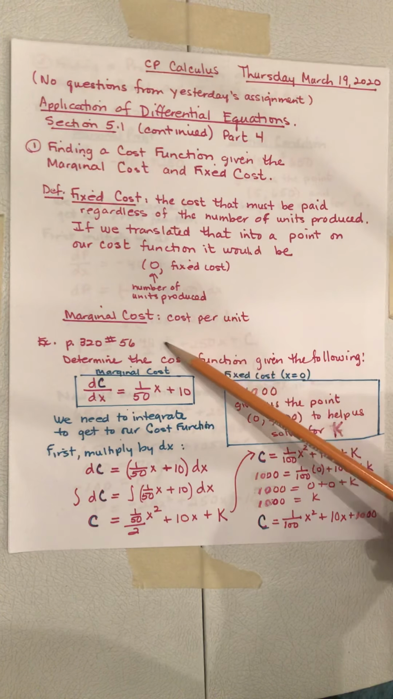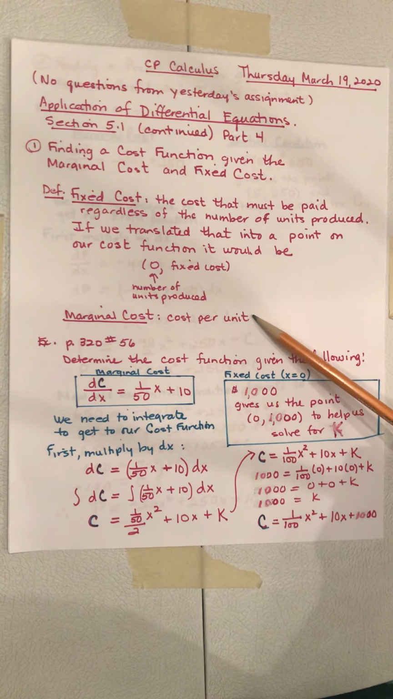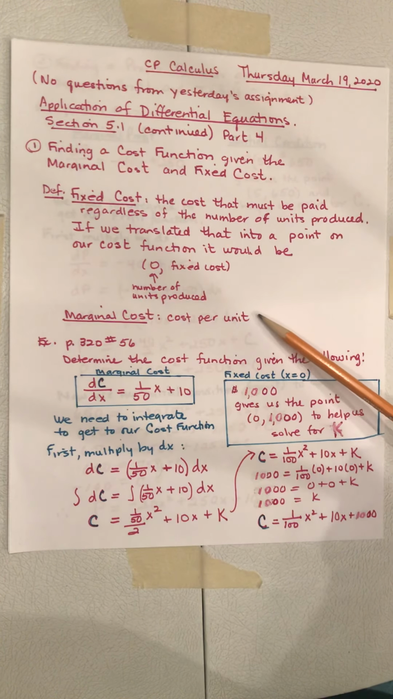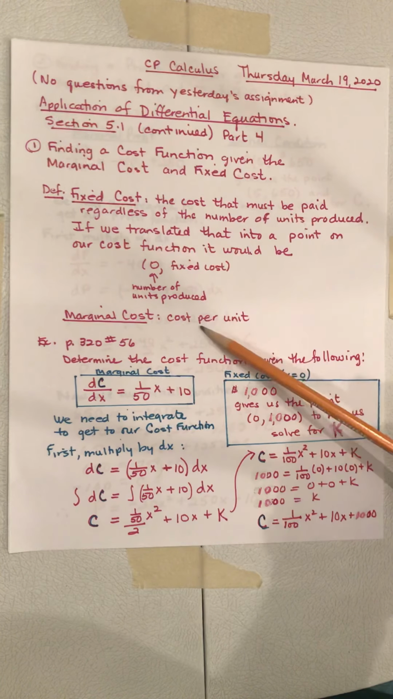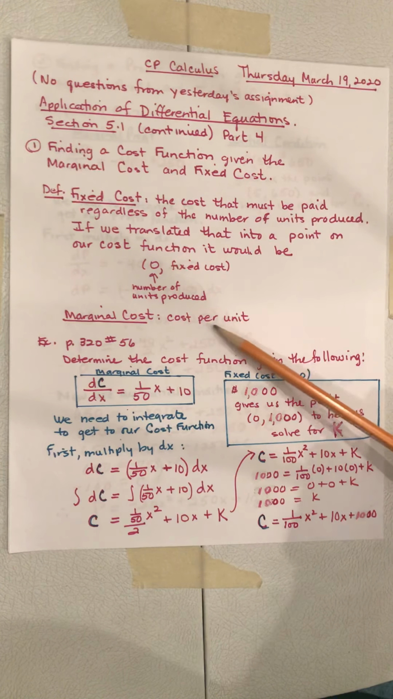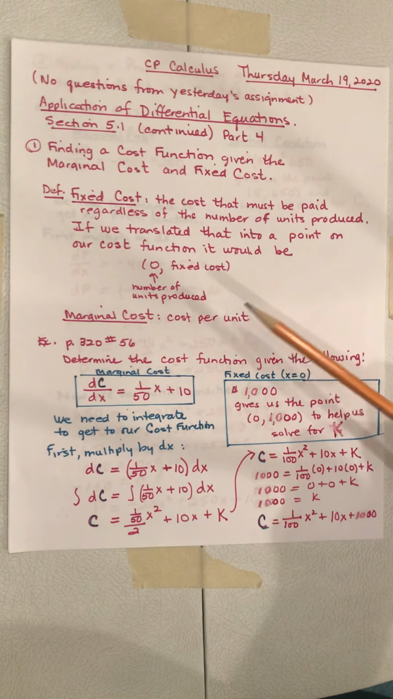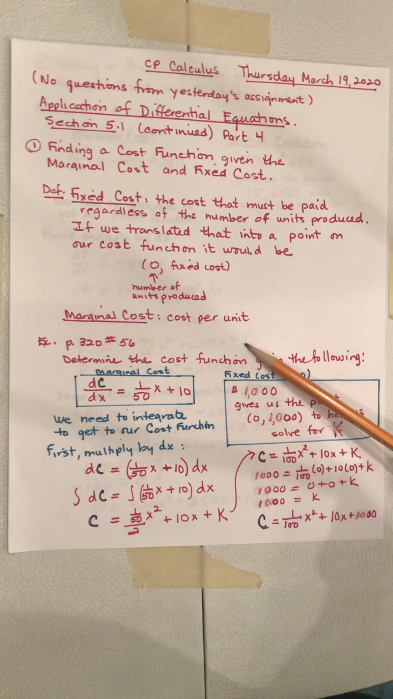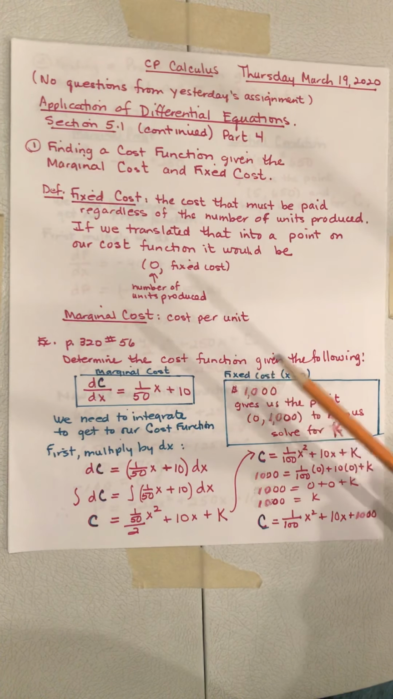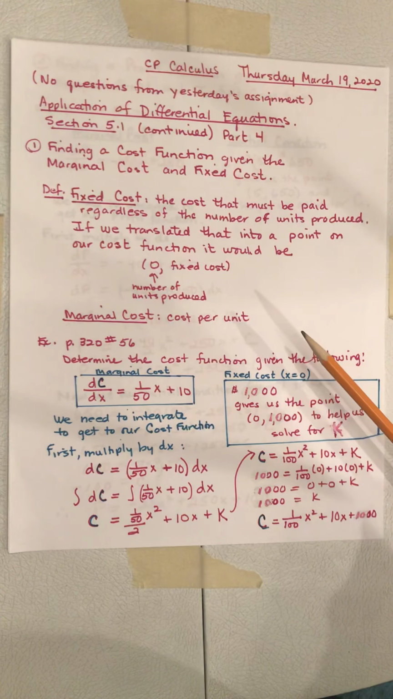Our marginal cost we talked about earlier this year, it's the cost per unit, or the additional cost of producing one more unit. Because it's a cost per unit, it's a rate, and because it's a rate, it's a derivative. So what they're going to do is give you the derivative, give you the fixed cost, and you have to come up with the original cost function.